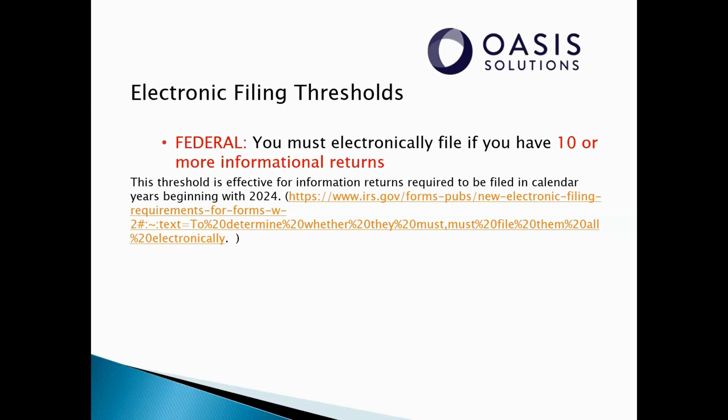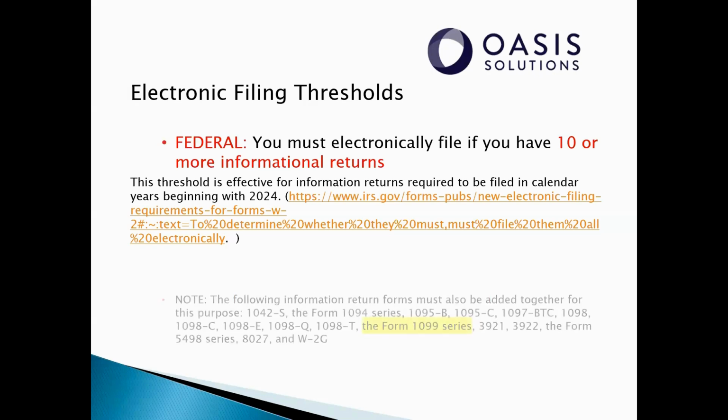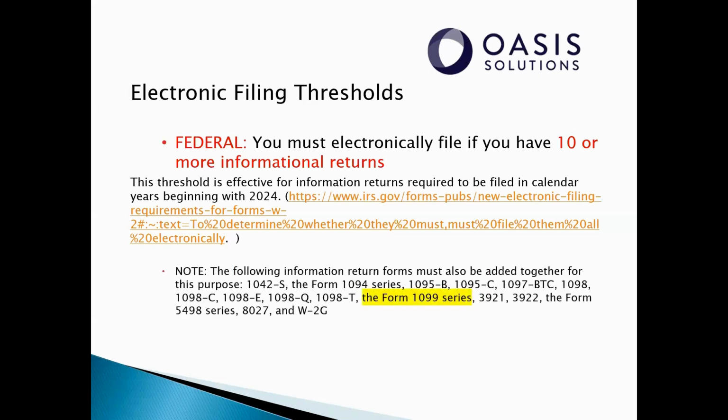There are some of you that are smaller companies, and maybe you only have 6 or 7 W-2s. But keep in mind that the quantity of informational returns also includes the quantity of other informational returns that you do besides W-2s. And for most of our client base, that includes the 1099 series. So if you have to report 1099 information, just know that if you have 10 or more between the W-2s and the 1099s, you do need to e-file.